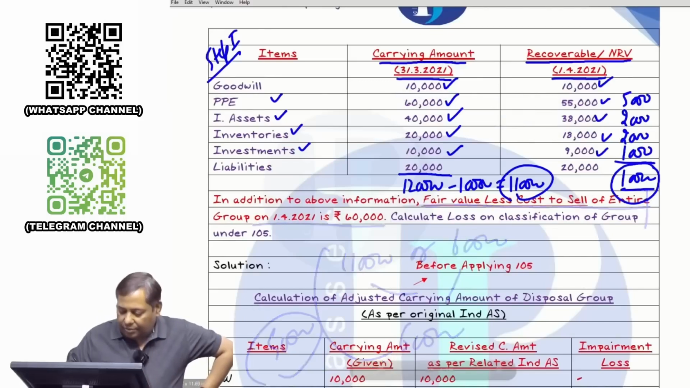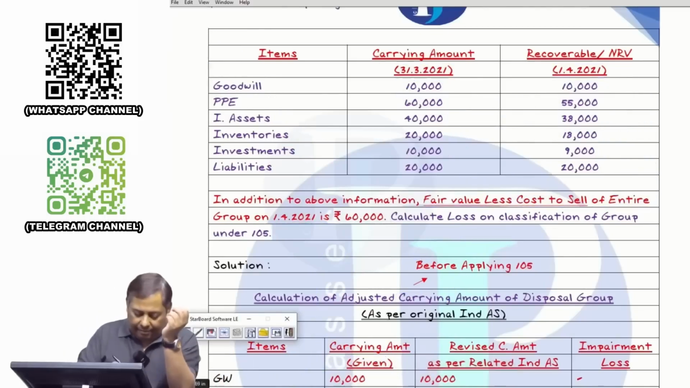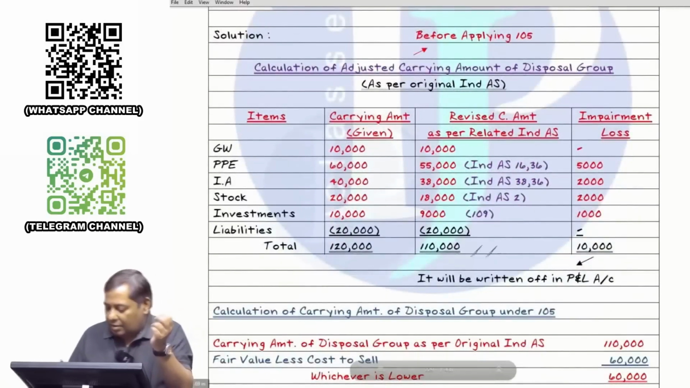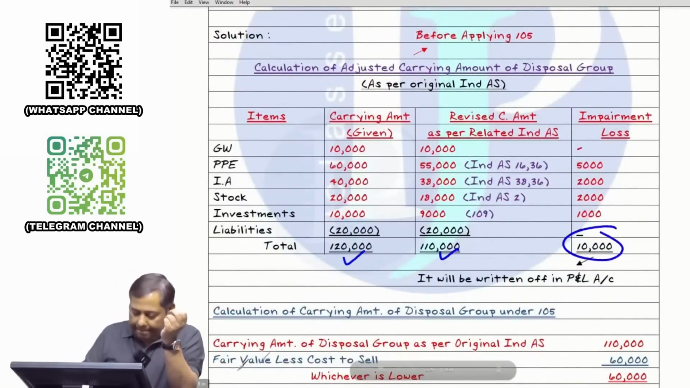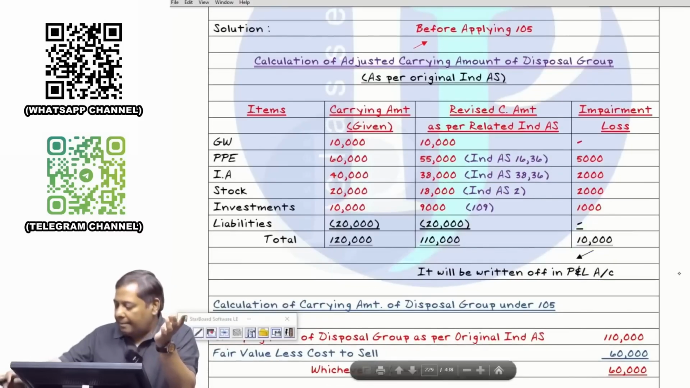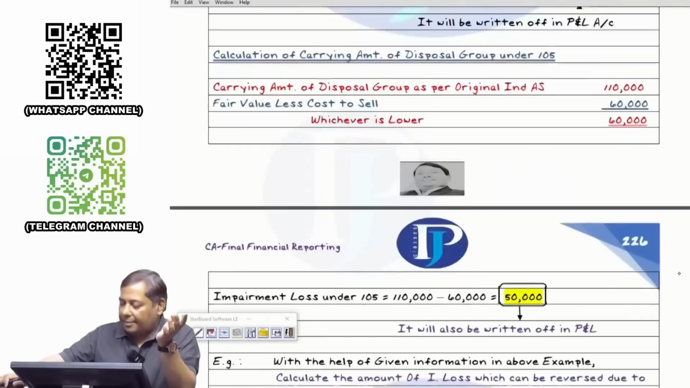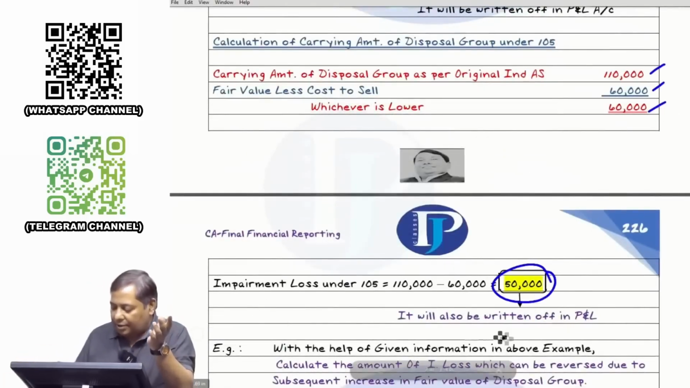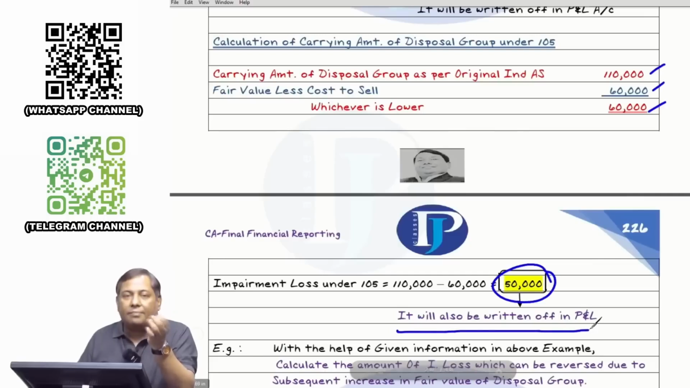Let me show you. Look. It is 110 from 120, 10,000 loss. You have written off this in the profit and loss account. Then in 105, 110 valued at 60, whichever is lower. Loss of 50,000, this will be written off in P&L. 10 was written off earlier, now 50, total 60. Is this the question?